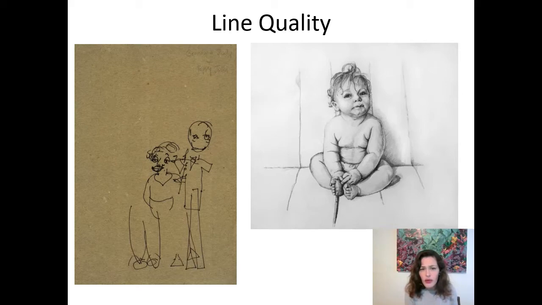Line quality is decided by three things. One is the medium used. Is it pen? Is it paint? Is it pencil? How dark is the pencil? Is it colored pencil? Whatever you're using to make the mark is called the medium. And that's one aspect that creates the line quality.